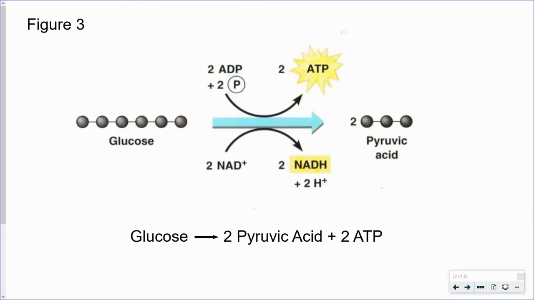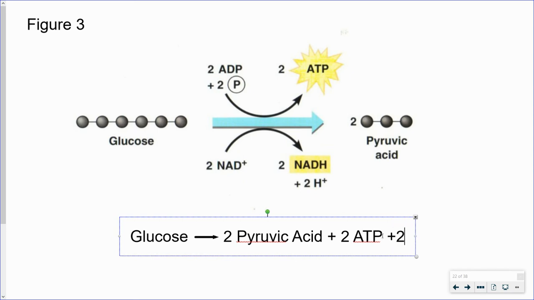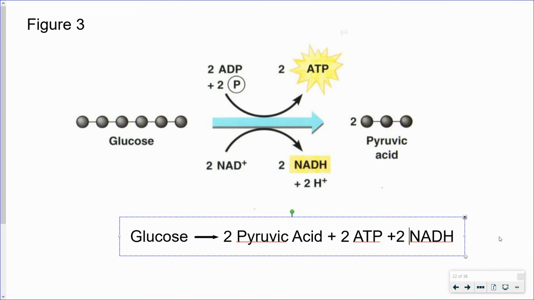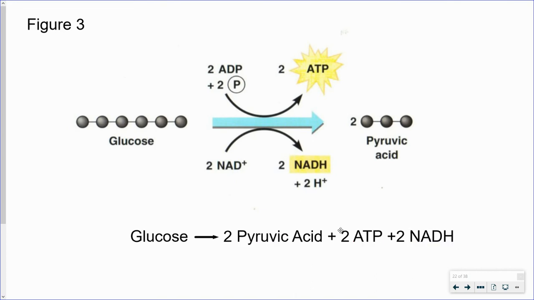So again, we have figures that will be in the packet that I gave you. This is figure 3. Glucose is broken down into 2 pyruvic acid molecules, again, specifically the numbers 2, and 2 ATP. And it's also worth noting you're going to get 2 of these NADH molecules out of it.